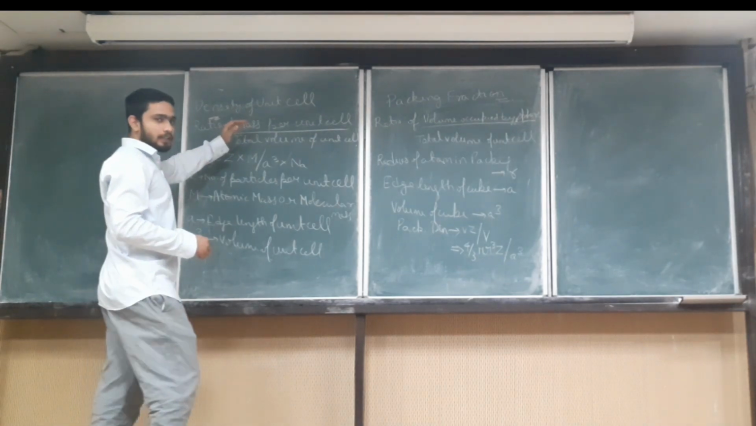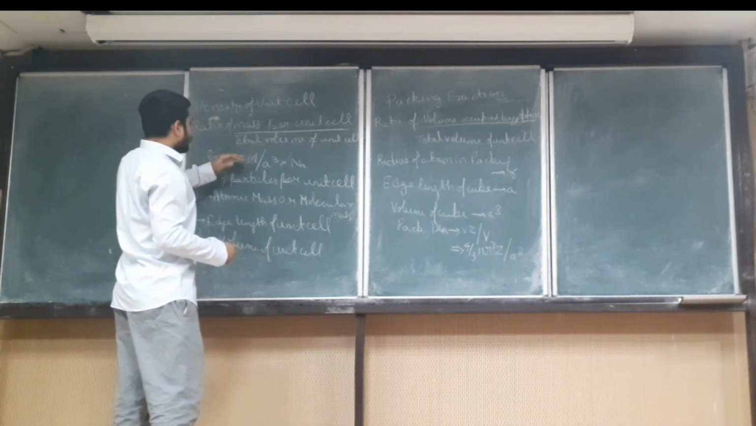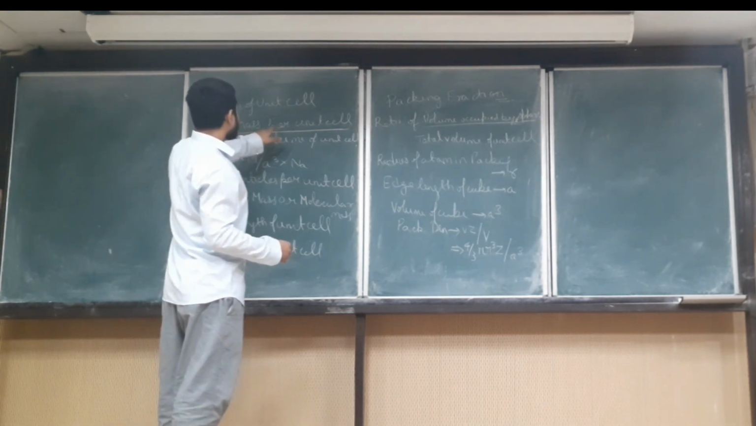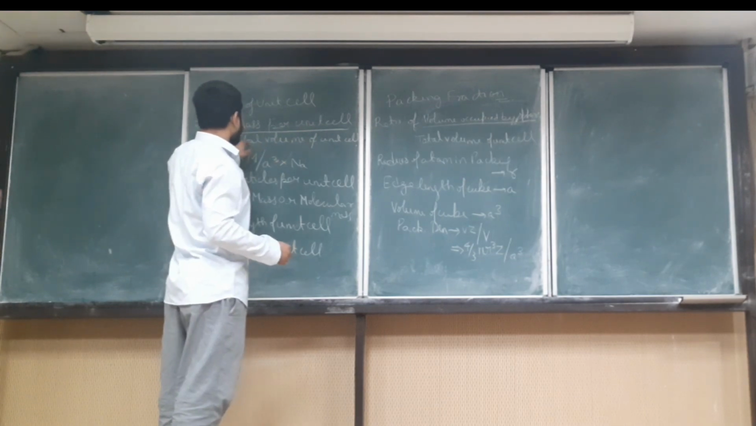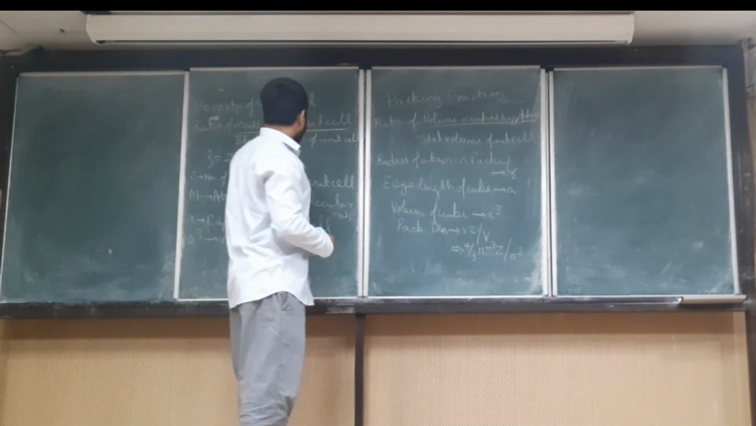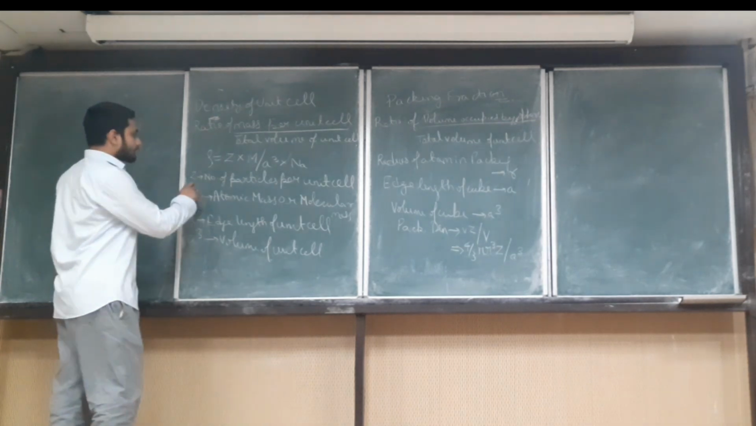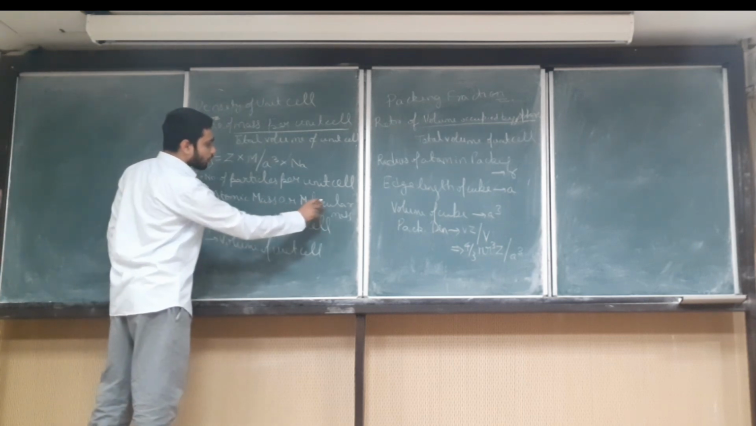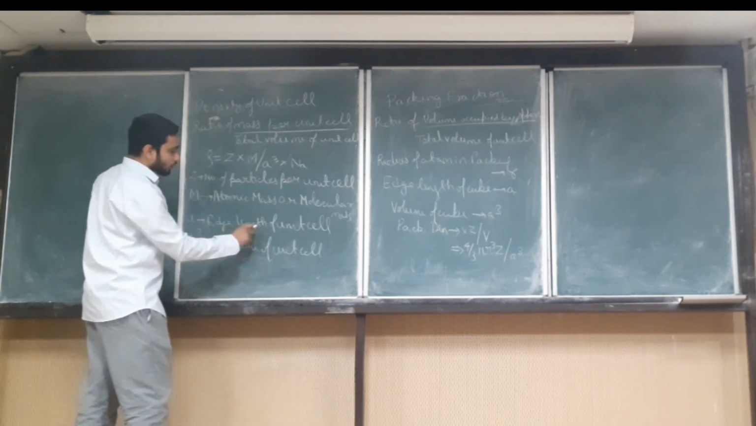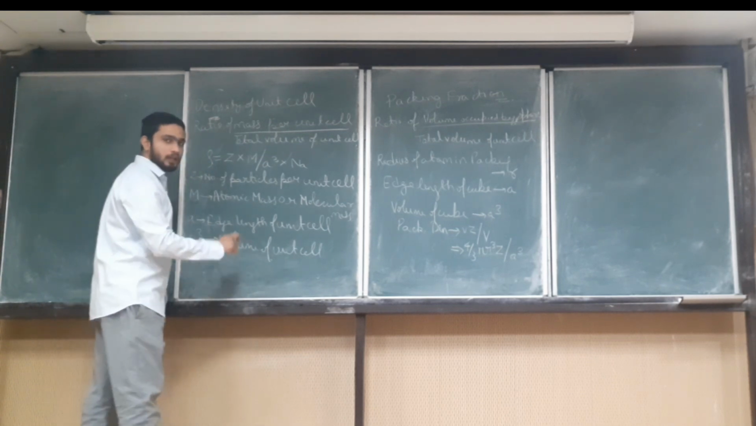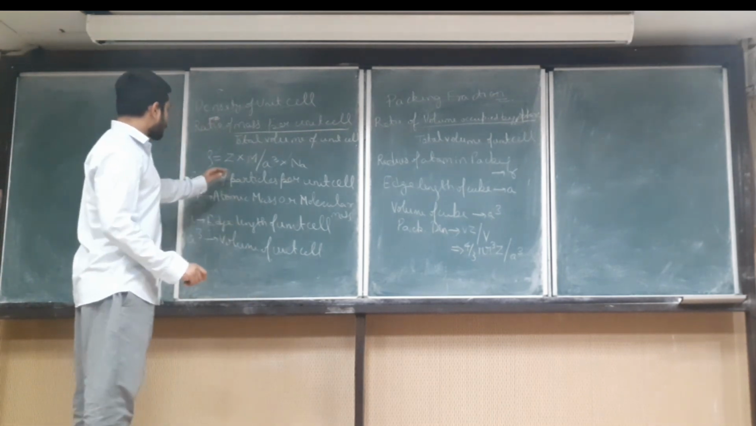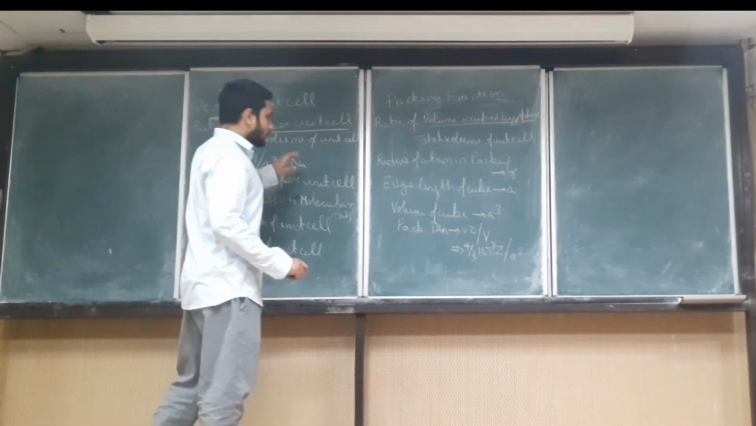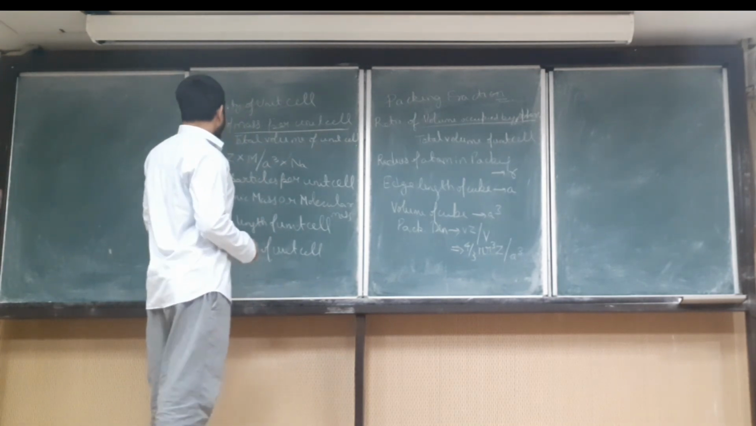The formula is Z into M upon A cube into Na. Z into M is the mass per unit cell, and A cube into Na is the total volume of the unit cell. Z is the number of particles per unit cell, M is the atomic mass or the molecular mass, A is the edge length of the unit cell, and A cube is the volume of the unit cell. So these are the four terms which are used: Z, M, A and A cube. And Na is the Avogadro number, 6.023 into 10 power 23.